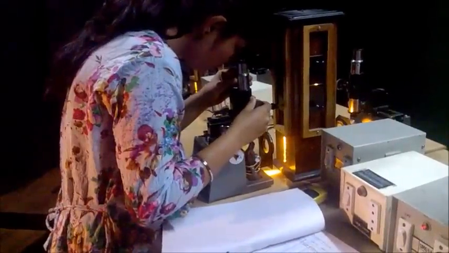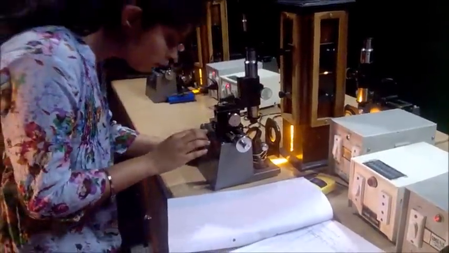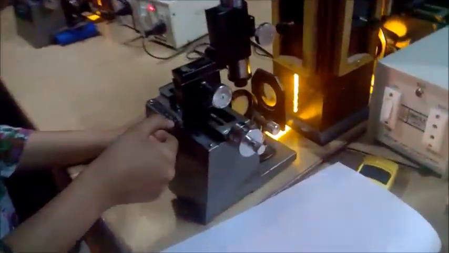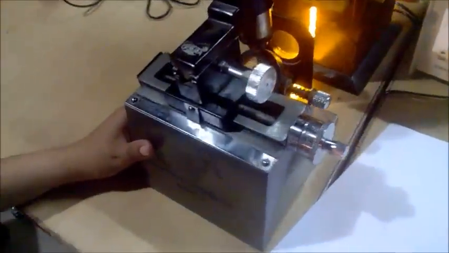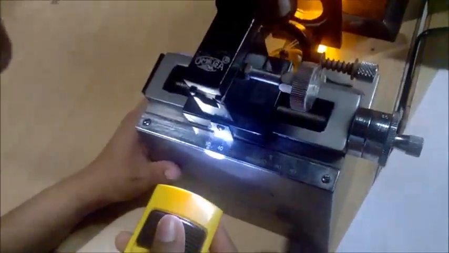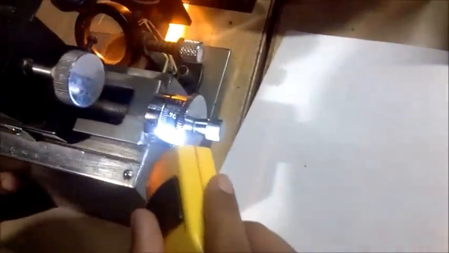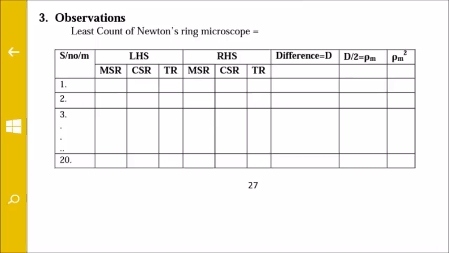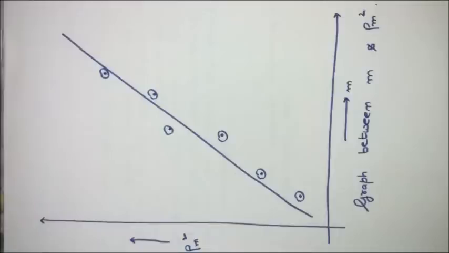We will take the observations of the experiment. There is a main scale and there is a circular scale. The circular scale reading into least count plus the main scale reading will give us the total reading. In the observation table, after noting down the readings using the main scale and the circular scale, we will plot the graph between m and rho m, which will be a straight line, and we will get the slope of the line and do the further calculations to find the radius of curvature of the lens.